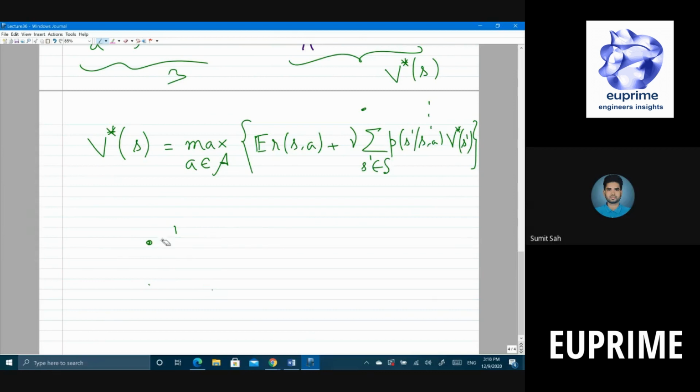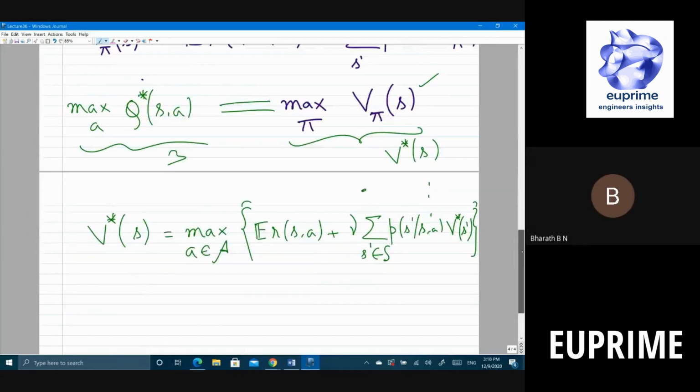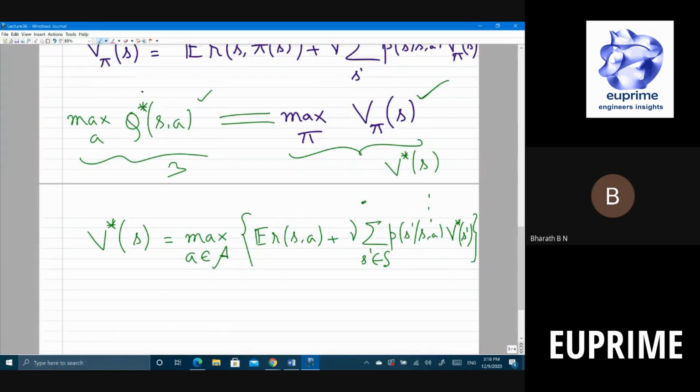So essentially, either you have to solve this problem or this problem. It doesn't matter. Here also we are maximizing. Whichever you have a better handle on, which can lead to good algorithms, that's what you choose. Yes, sir. Fine. Okay.